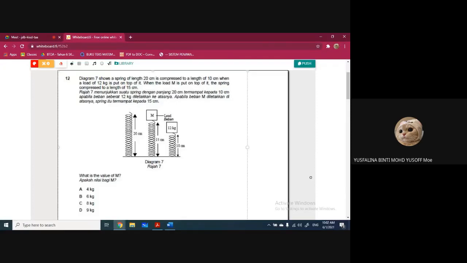Alright, so let's see this one. If you put 12 kg, the spring will compress 10 cm. So what is the compression for 1 kg? So 10 over 12 cm. And then for m, the compression is 5 cm, 20 minus 15, so you got 5 cm. So if 5 cm compression, how much is the mass here? So this one divide by 6, divide by 6 here. 60.